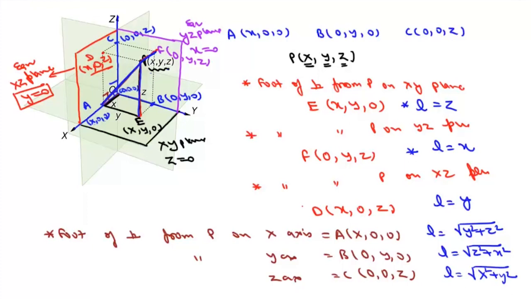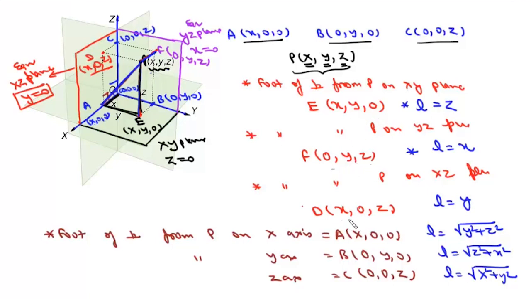So a quick recap. Any point on x-axis will be taken as (x, 0, 0), on y-axis as (0, y, 0), and on z-axis as (0, 0, z). And then any general point in 3D space can be expressed as P (x, y, z), where x is distance along x, y is distance along y, and z is distance along z. Now, foot of perpendicular from P on xy plane is (x, y, 0). On yz plane, it is (0, y, z).